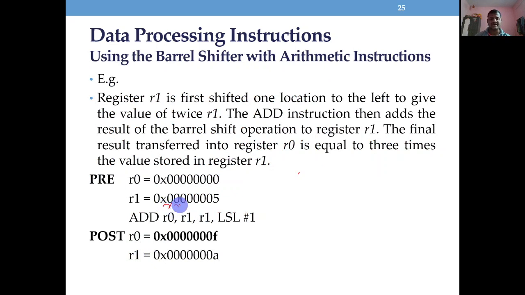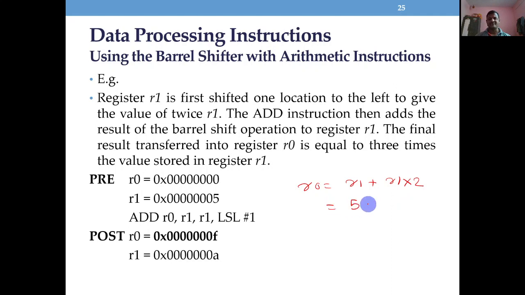Okay. This is Rn and R1 is your Rm. That's why it is R1, R1, LSL #1. The content of R1 shifted once towards the left side, and that is added to the content of R1, and that result is stored in R0. Nothing but R0 is equal to R1 plus R1 into 2.